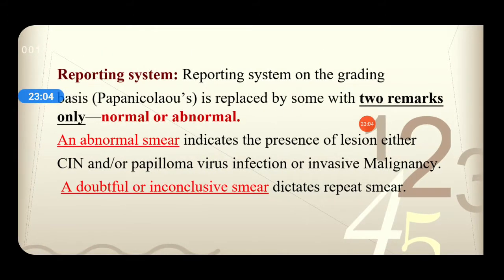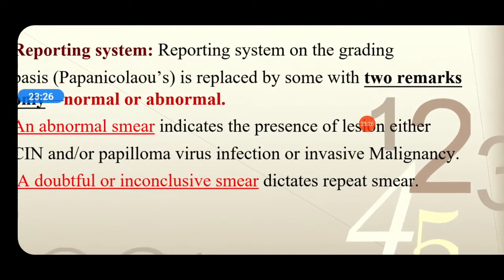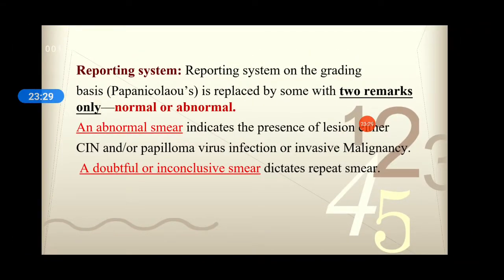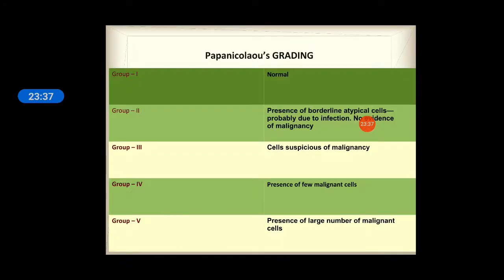So what do you mean by abnormal smear? Abnormal smear indicates the presence of a lesion, either CIN or papilloma virus infection or invasive malignancy. If they mention it as an abnormal smear, then it means it is either a CIN or papilloma virus infection or invasive malignancy. Or sometimes they give a doubtful or inconclusive smear, which needs a repeat smear. So if the smear is not adequate, they give a doubtful or inconclusive smear. In that case, you have to repeat the pap smear testing. So sometimes they give only the two remarks, normal or abnormal, but sometimes they mention certain gradings, which is called Papanicolaou grading. Group 1, group 2, group 3, group 4 and group 5 gradings are given.